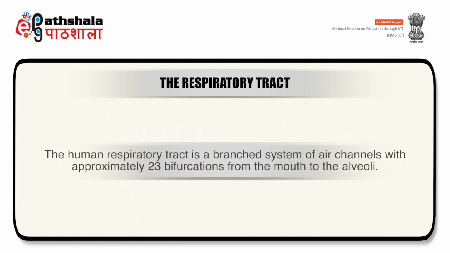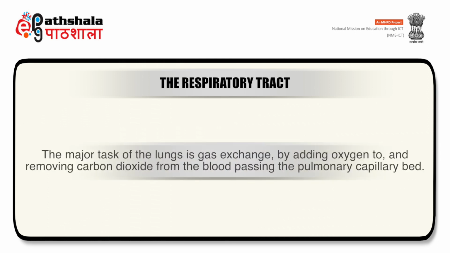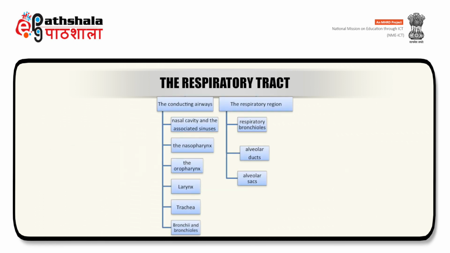Human respiratory system comprises of two regions, that is conducting airways and respiratory region. Human respiratory tract is a branched system of air channels with approximately 23 bifurcations from mouth to alveoli. The major task of the lungs is gas exchange by adding oxygen to and removing carbon dioxide from blood passing the pulmonary capillary bed. The conducting airways consist of nasal cavity and the associated sinuses, nasopharynx, oropharynx, larynx, trachea, bronchi and bronchioles. Respiratory region consists of respiratory bronchioles, alveolar ducts and alveolar sacs.